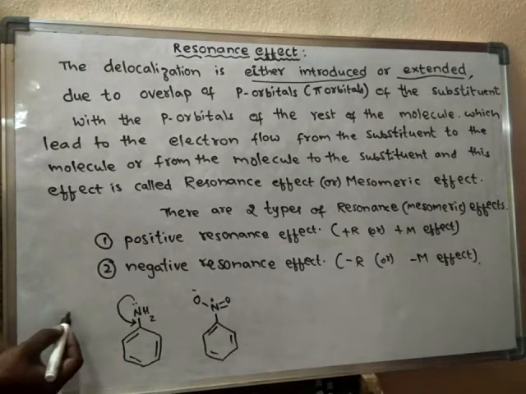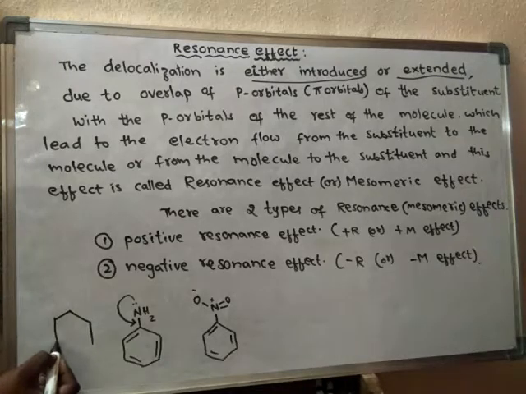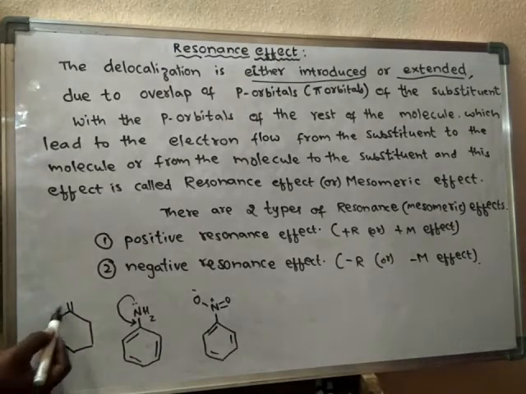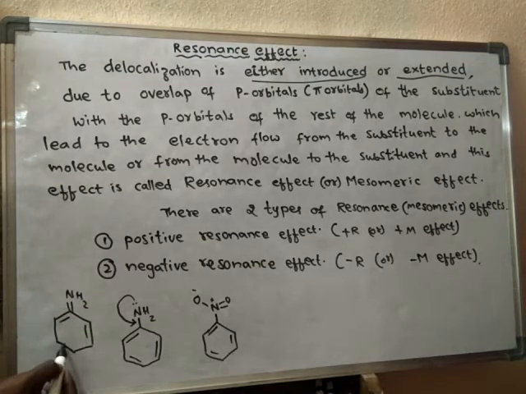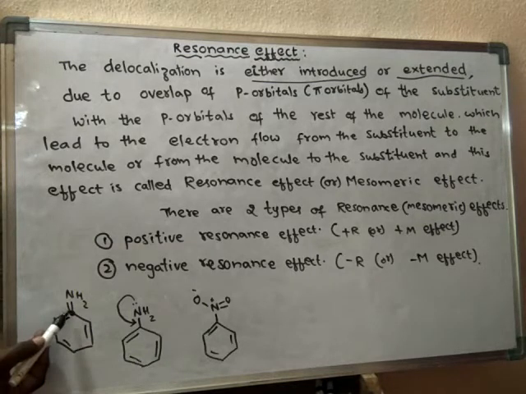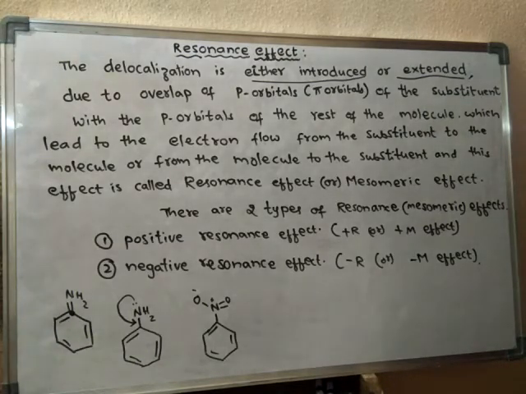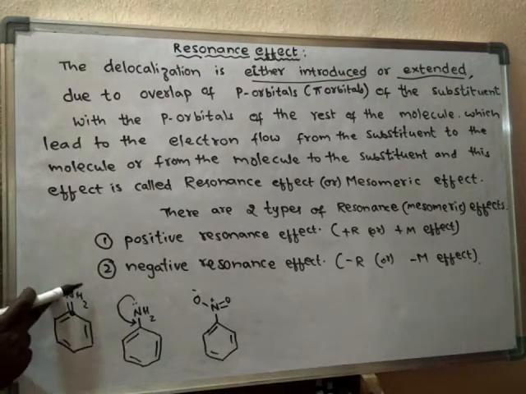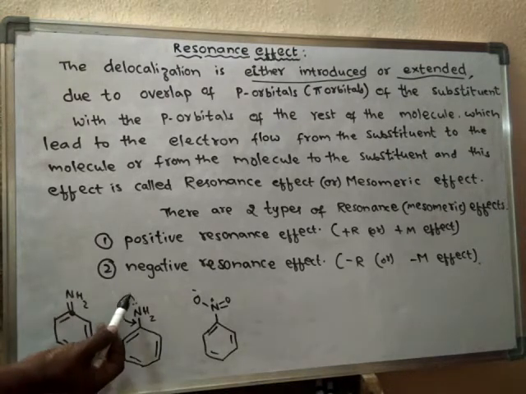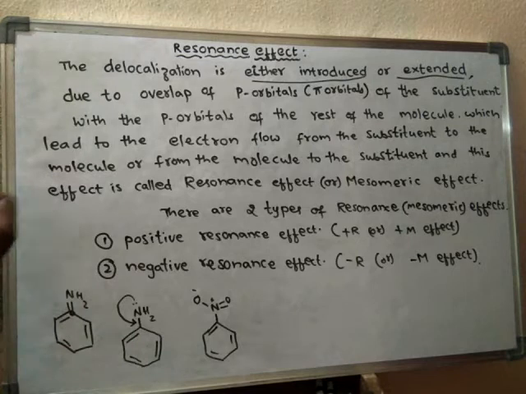As a result of this, what happens? The electrons will shift from nitrogen to this single bond. As a result, a double bond is formed between nitrogen and the benzene ring. That means this is the carbon. So between the carbon and nitrogen, the double bond is formed. Here delocalization is present. So due to this, what happens? The electrons flow into this entire molecule. The electrons will flow into the molecule.